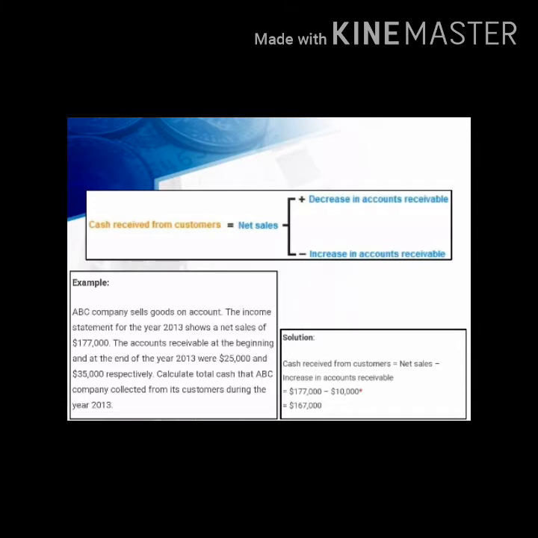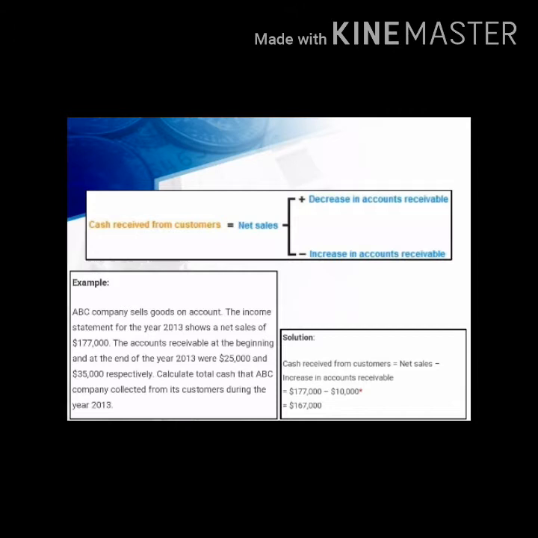So we have here some solution. The cash received from the customers is equal to the net sales minus the increase in accounts receivable. So why is it an increase in accounts receivable? The ending period of the accounts receivable is greater than the beginning period. The amount of the ending period, which is $35,000, is more than the beginning period, which is $25,000.